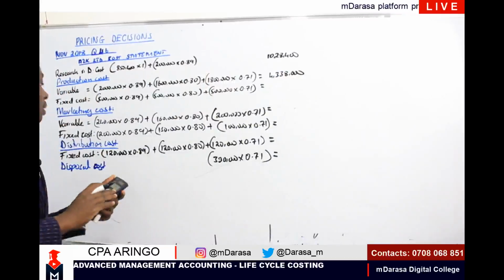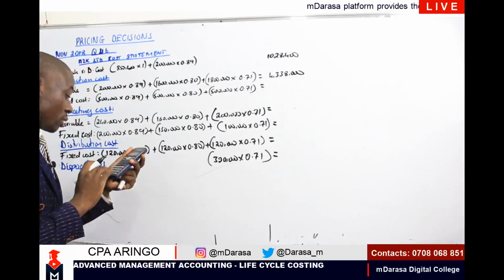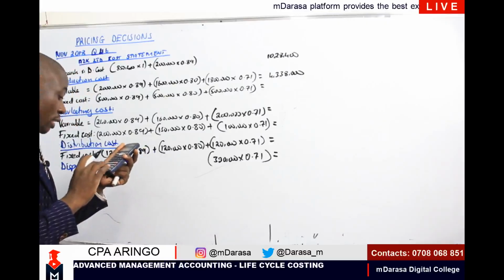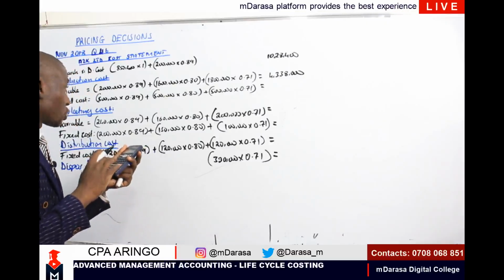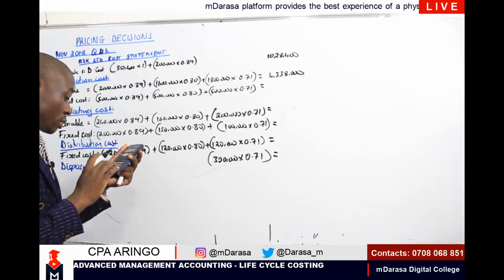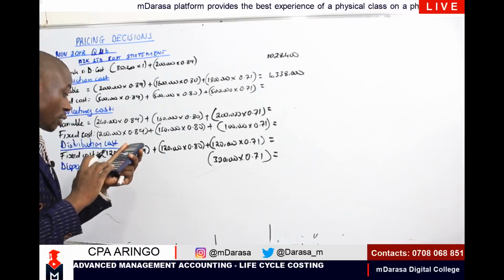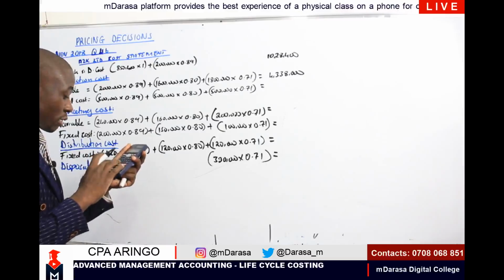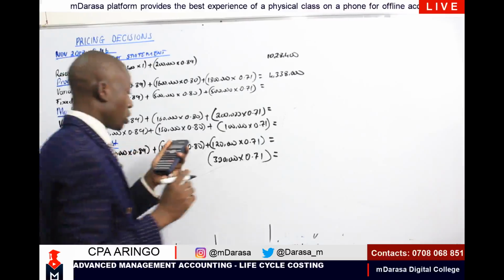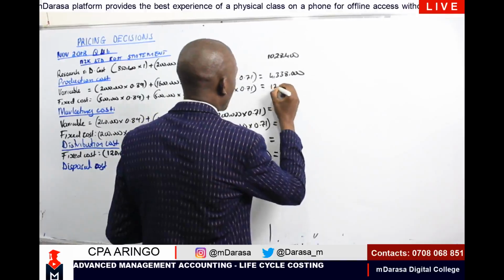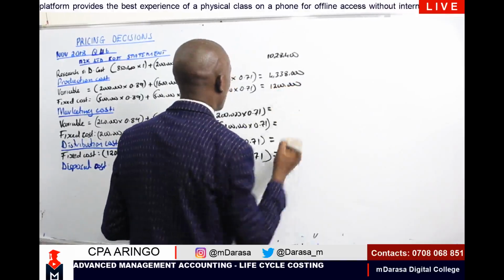The other case, we're talking of 500,000 by 0.89, we add 500,000 by 0.80, we add 500,000 by 0.71. So therefore, I'm getting a figure of 1.2 million.